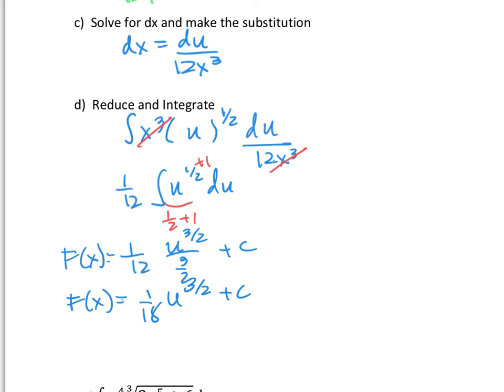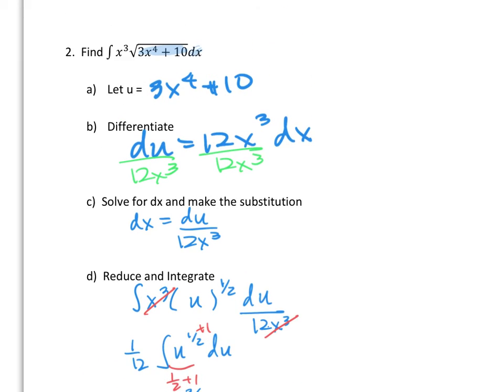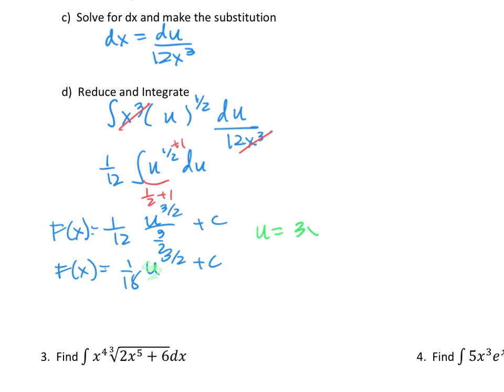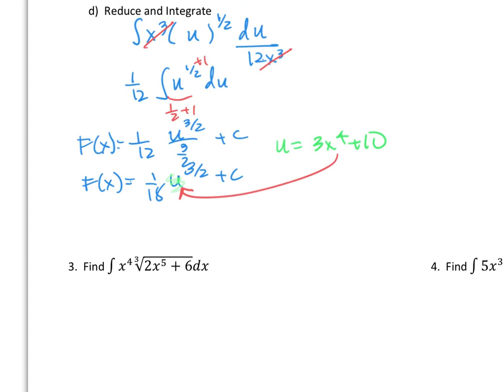Now, at this point, we can substitute our expression for u. What was our expression for u? It was, let's look up here, 3x to the 4th plus 10. That is going to go right where the u is. So our final function is f of x is equal to 1/18, and we are going to have our u raised to the 3/2 plus c.